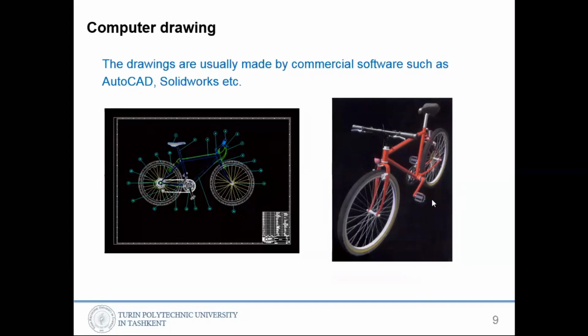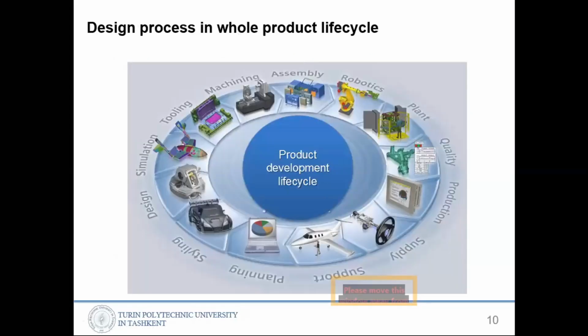And what's the difference? In 3D, you can add highlights. You can add the color. You can add some material type. You can add some shading. You can add a light source, and when you change the light source the shading will change. So with that kind of information, it looks like reality. So you can get the mass, the total weight of this. So, the design process in the whole product life cycle.